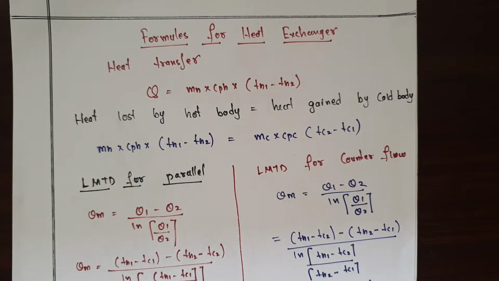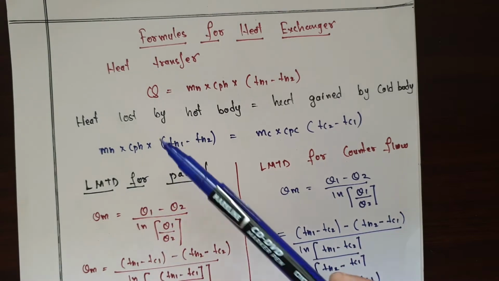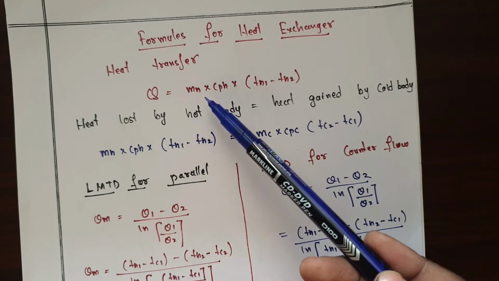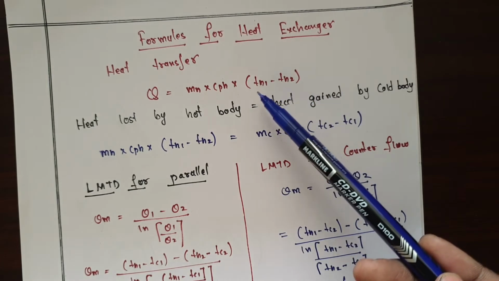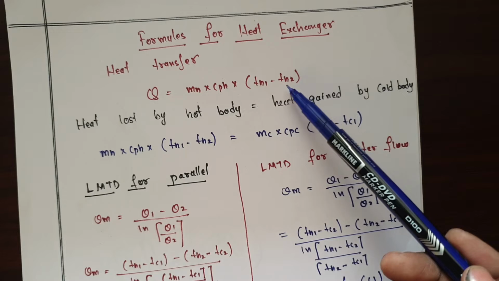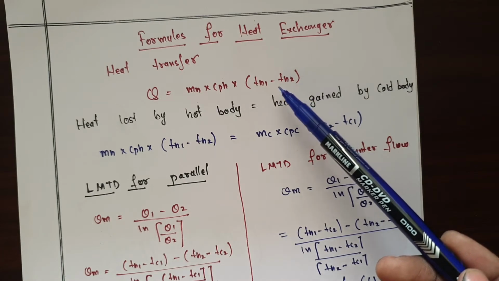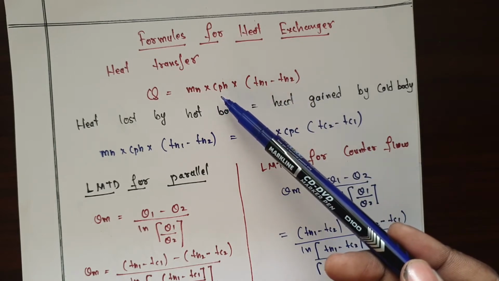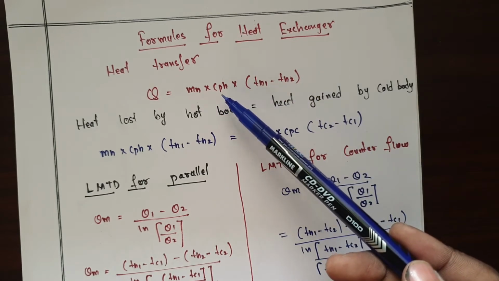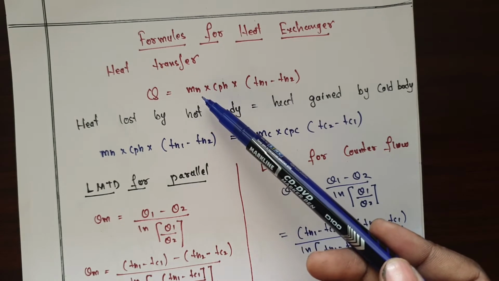So what is given here? First one, Q. Q stands for heat transfer. The formula is MH CpH (TH1 minus TH2). So here Q is equal to MH CpH (TH1 minus TH2). TH1 stands for hot fluid entry and TH2 stands for hot fluid exit. CpH stands for specific heat of the hot fluid, and MH stands for mass of the hot fluid.